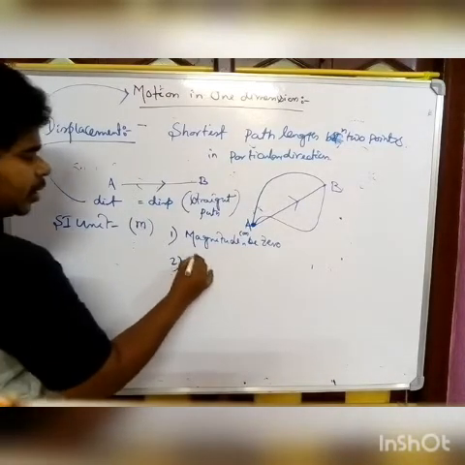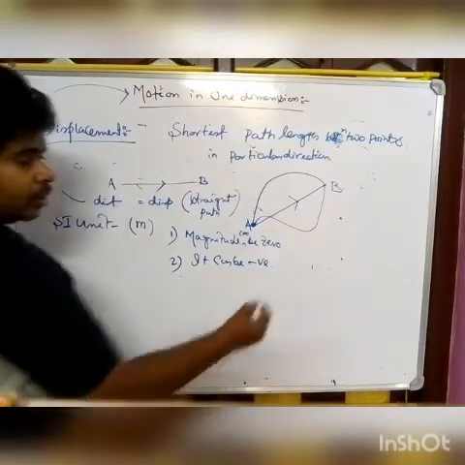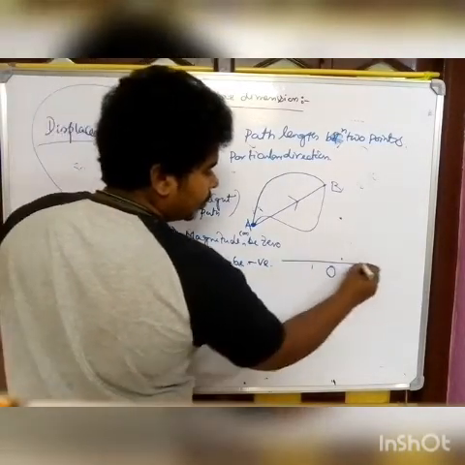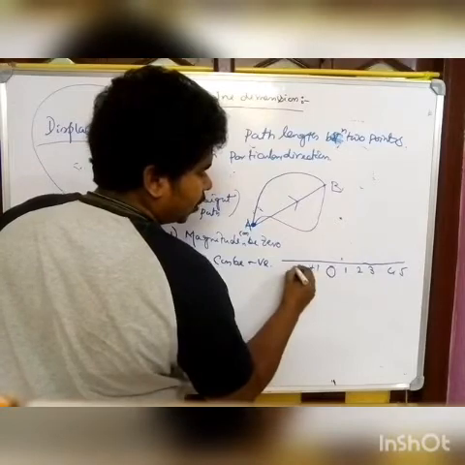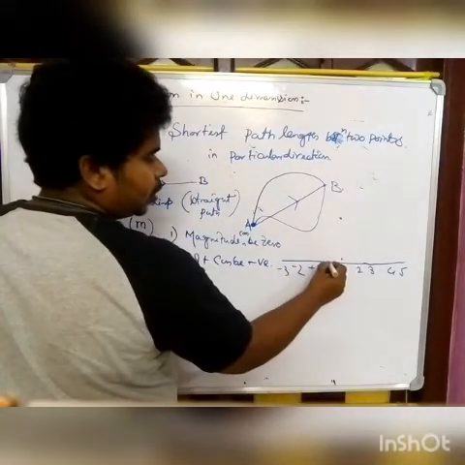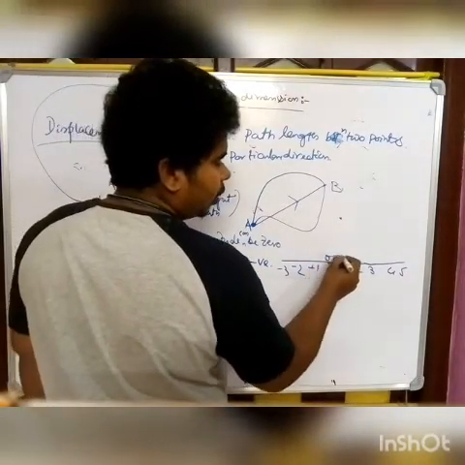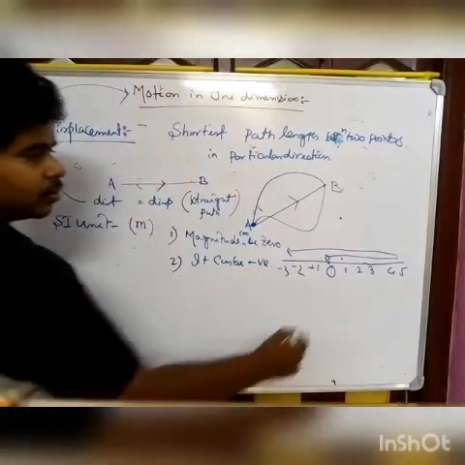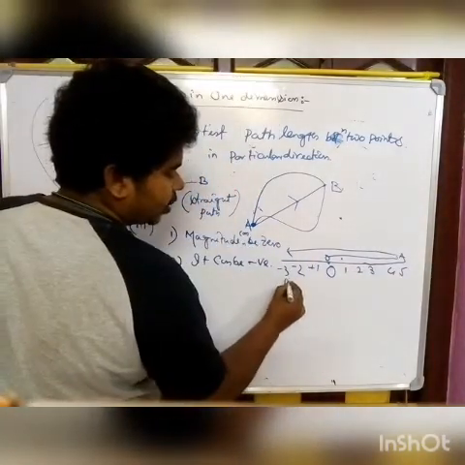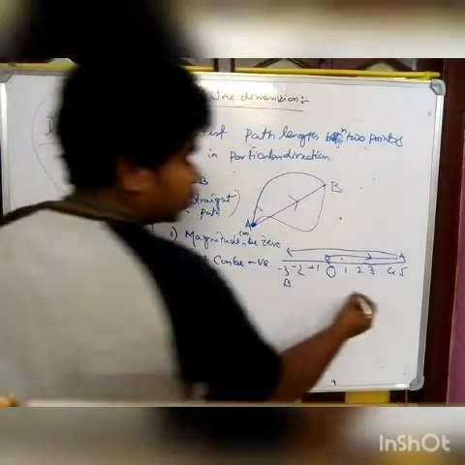Next point, it can be negative also. How? Assume I draw a number line 0, 1, 2, 3, 4, 5, and here it is -1, -2, -3. Assume this point is O. A boy or a man starts from point O and goes up to here, and then returns to this point. This point is A and here it is B. So he starts from O, goes to A and then returns to B. Then what will be the distance if I measure this in kilometer?